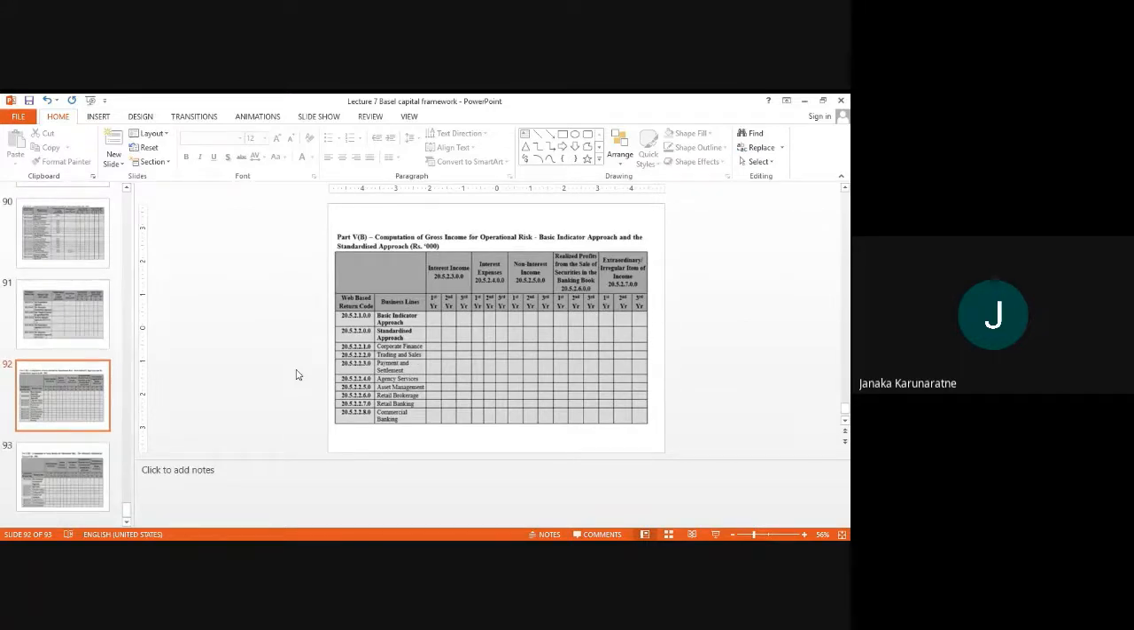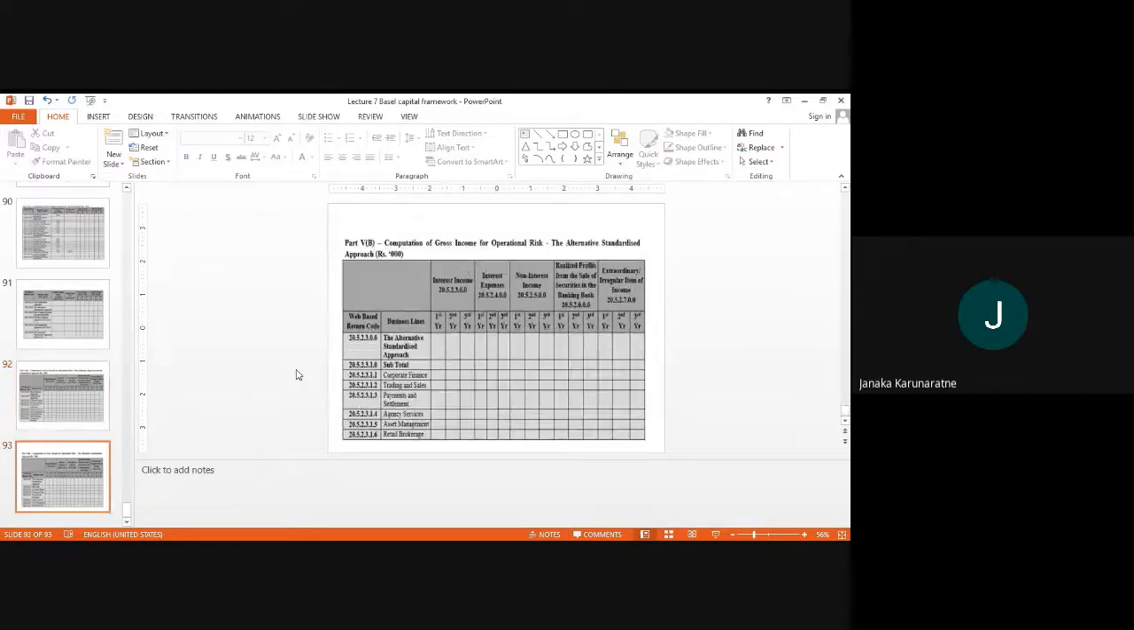So again, how do you compute the gross operational income for the basic indicator approach and standardized approach? It is given for the different business lines. I'm not going to discuss all this in detail. So basically, the computation methodology is clearly given so that you can compute the capital charge for overall risk-weighted assets for credit, market, and operational risk.